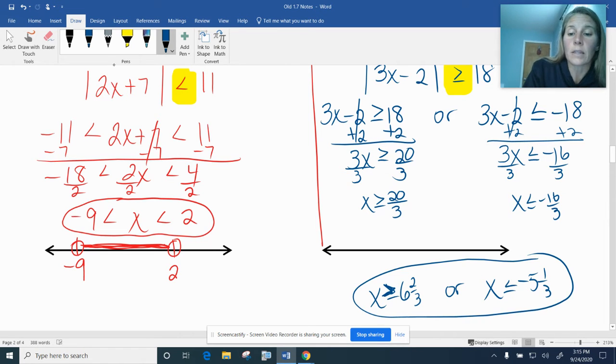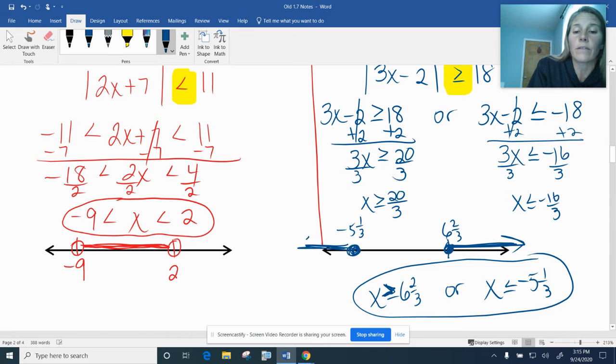Okay, now I'm graphing this on the number line. I'm going to need a closed circle at positive 6 and 2/3, and a closed circle at negative 5 and 1/3. And since x is greater than or equal to the 6 and 2/3, that's going to go to this side, and x is less than or equal to the negative 5 and 1/3 would go to the left side.